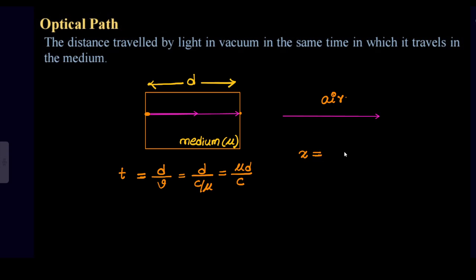Speed into time. Speed is how much now? The medium is air, so the velocity is C, in the same time t. Then x will be C into t. How much is t? That is mu D by C. From this, C cancels and x is mu D. This x is called the optical path. X is called what? Optical path.